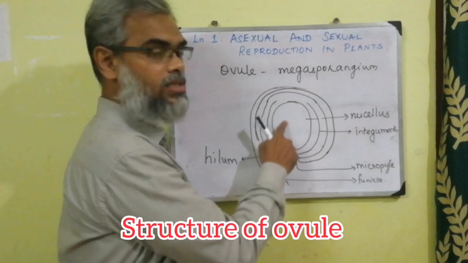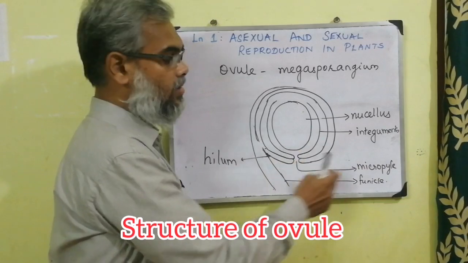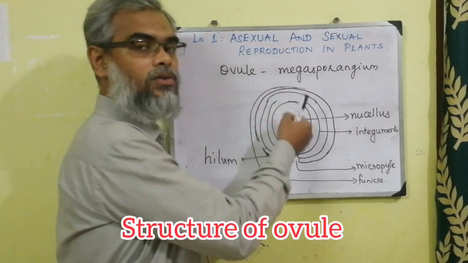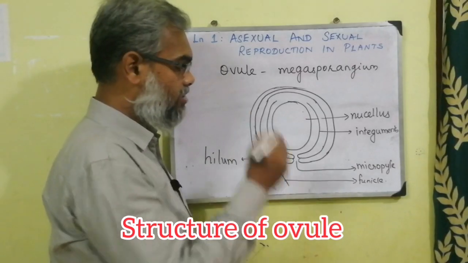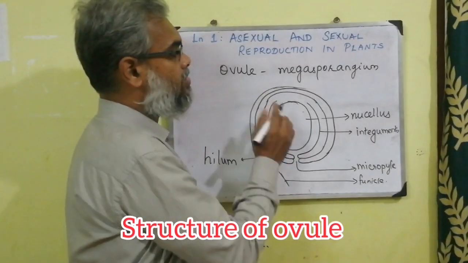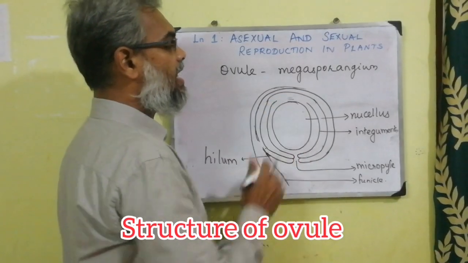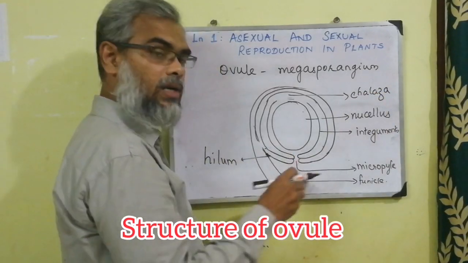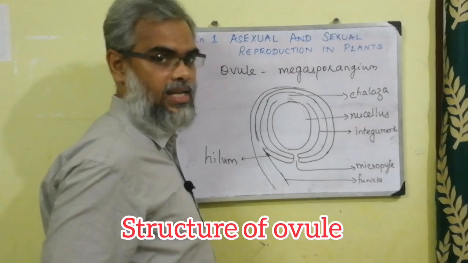So the main portion is the nucellus. It is covered by layers called integuments. There is an opening called the micropyle, and the ovule is attached to the placenta by the stalk called the funicle. Where the funicle attaches to the ovule, that place is called the hilum. Opposite to the micropyle, this portion is called the chalaza. In an ovule, we say this is the micropylar end and this is the chalazal end.